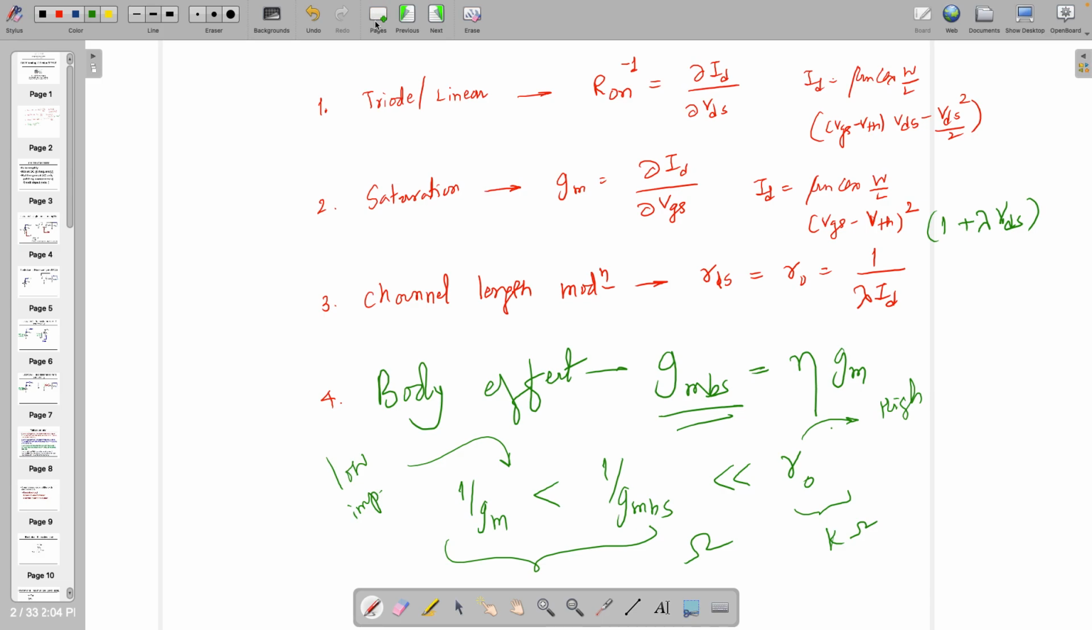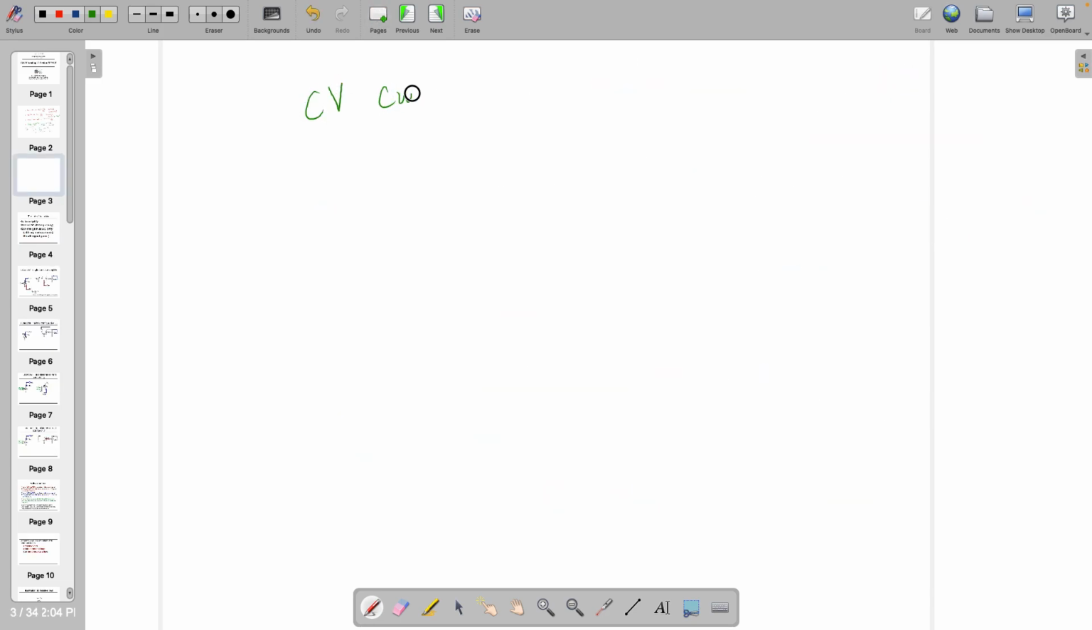Along with that, tomorrow is the laboratory, so you can check the CV curve for different MOS caps, which I gave to you, all 4 MOS caps.